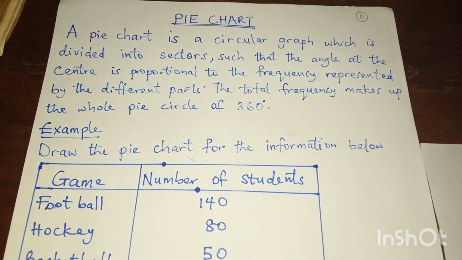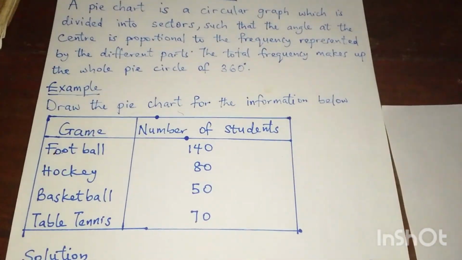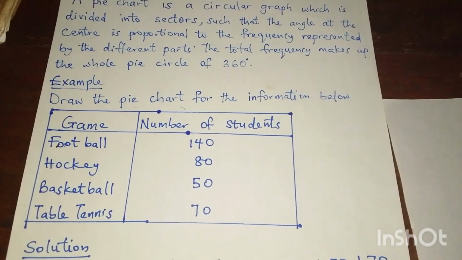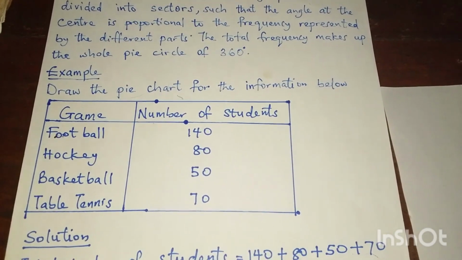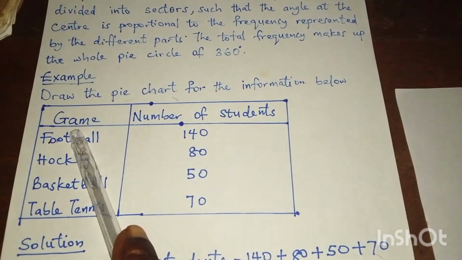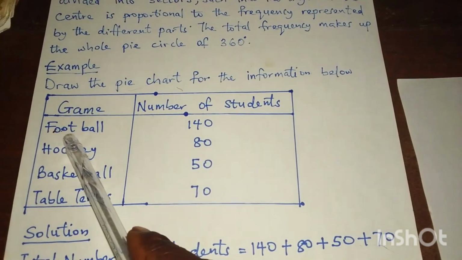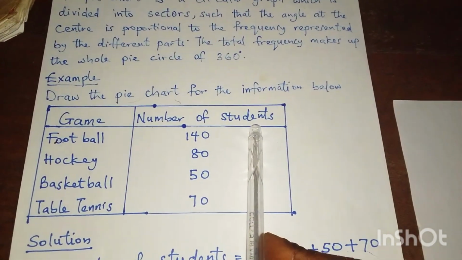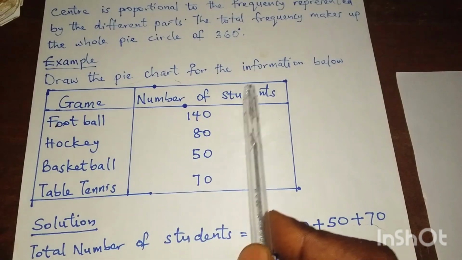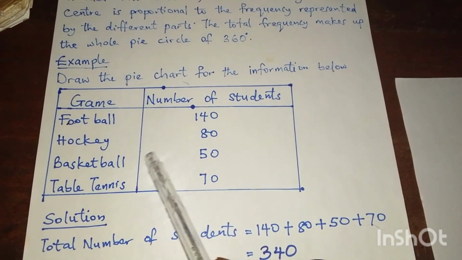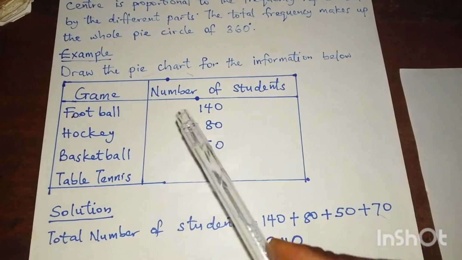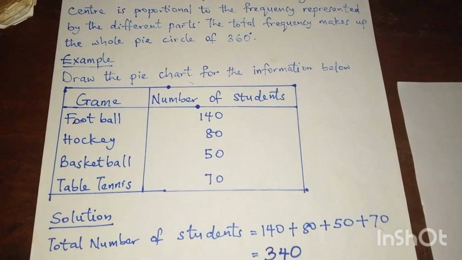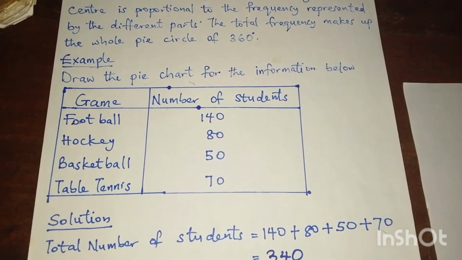Now let us look at this. Let's consider this question. We want to construct a pie chart for this particular question. Draw the pie chart for the information below. You are given that we have 4 different types of game. For football, 140 students are playing football. For hockey, 80 students are playing hockey. Basketball, 50 students are playing basketball. Table tennis, 70 students are playing table tennis. Now, we are told to draw a pie chart for the information.